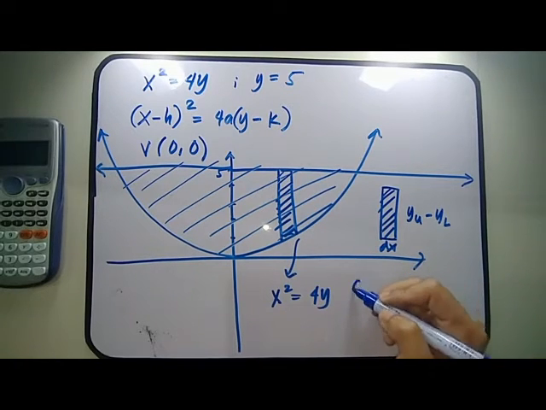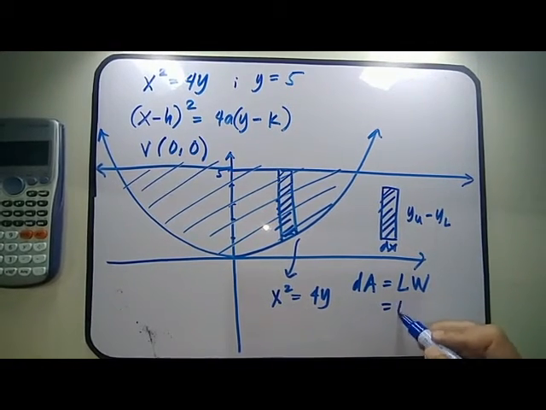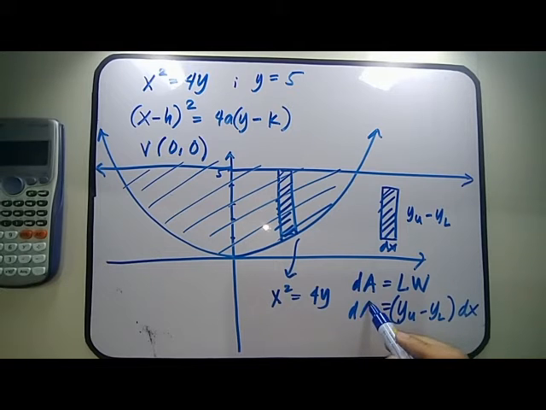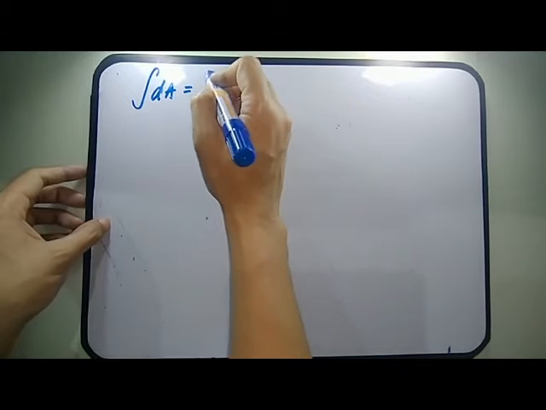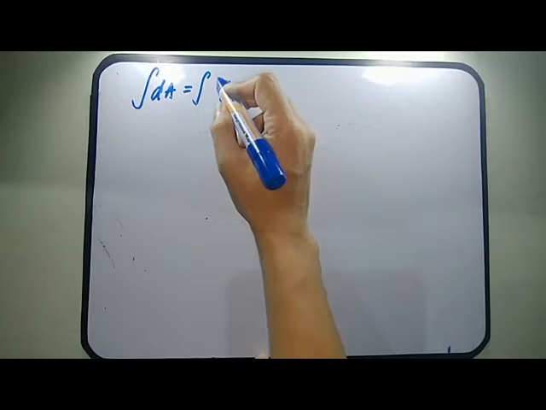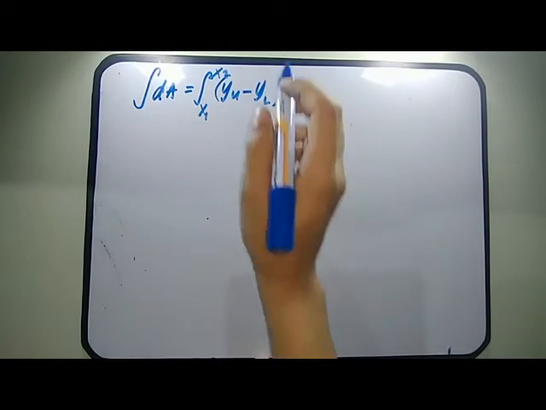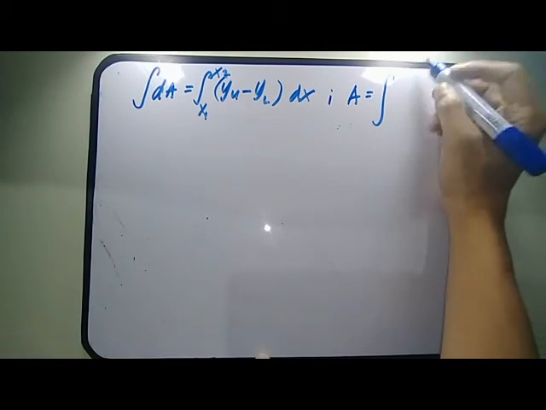You have this length, y upper minus y lower, so we have derived this differential of x. So integrating both sides, you have here the differential of area. The integral is equal to the integral of y upper minus y lower differential of x from x1 to x2. So area is the integral of y upper minus y lower differential of x from x sub 1 to x sub 2.